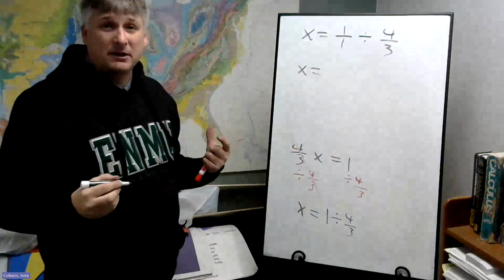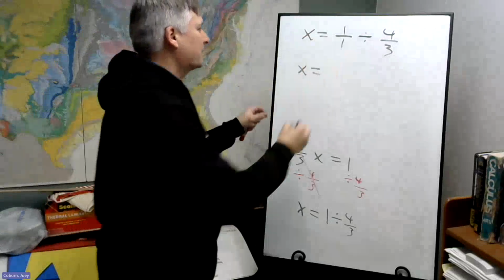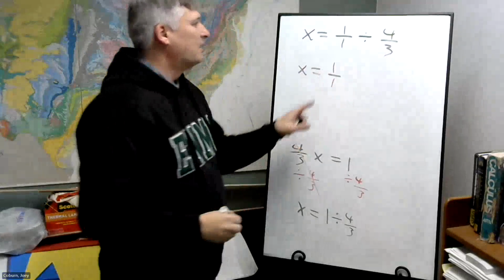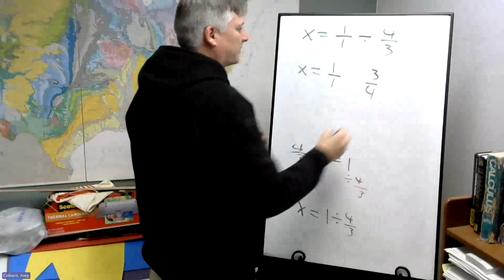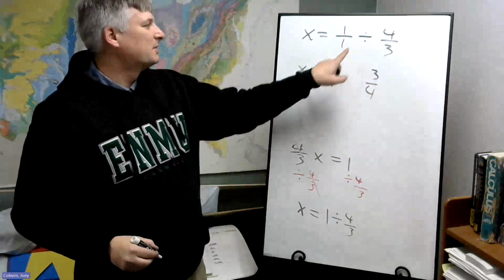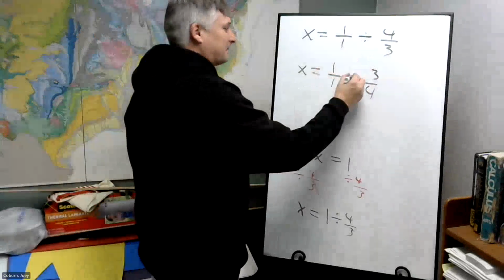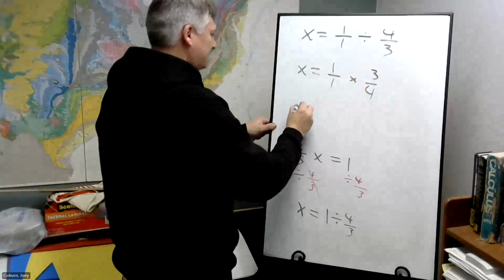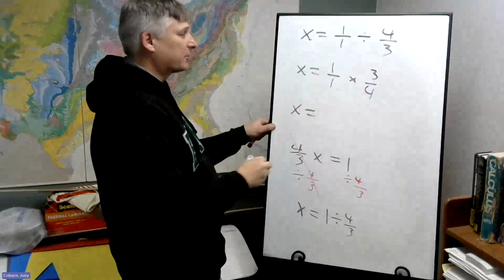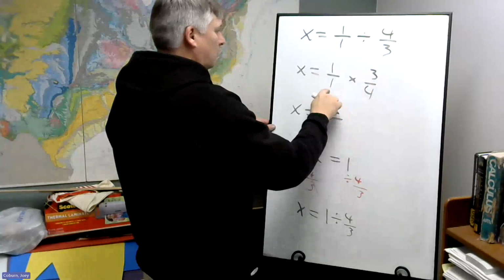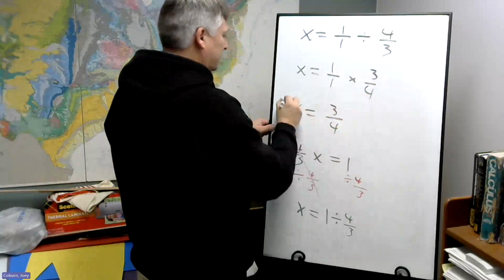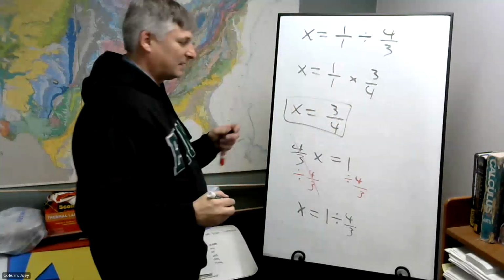Now we do our KFC. Keep the first fraction, 1/1. Flip the second fraction, 3/4. Change this to multiplication. And then we multiply across. 1 times 3 is 3. 1 times 4 is 4. And that's it.